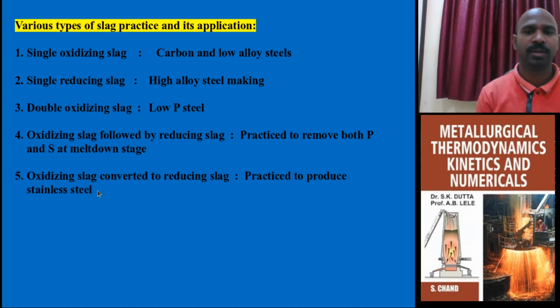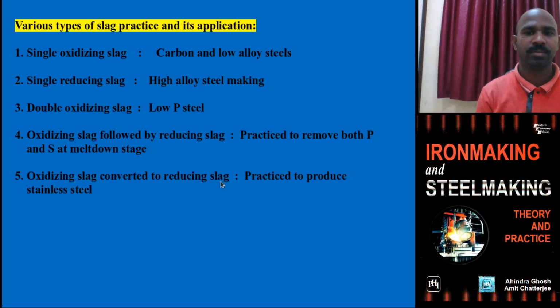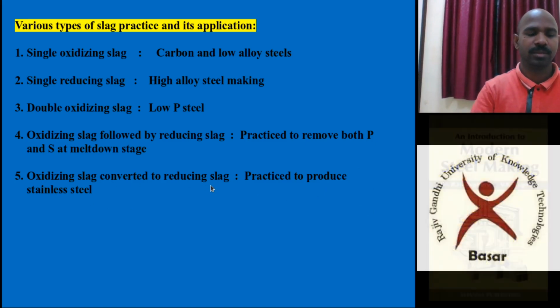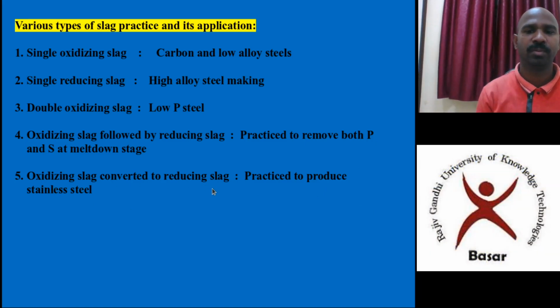If oxidizing slag is converted into reducing slag, it is usually the practice to produce stainless steel. You will be adding chromium and nickel. The sulfur will be mainly reduced. Sulfur needs to be removed in stainless steel, so in that situation this slag practice route is preferred.